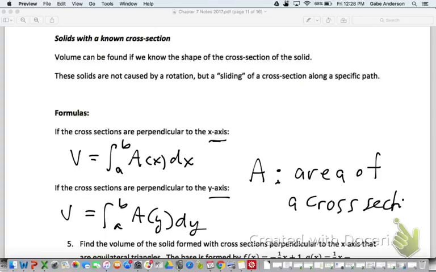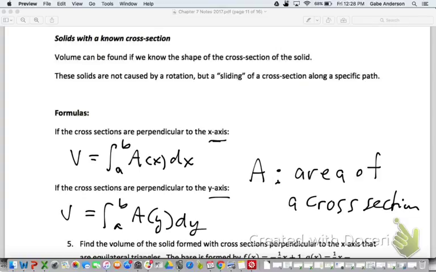So I'll give you some examples. If your cross sections are squares, what is the area of a square? Base times height. No, be more specific. That's a rectangle. Base times base, also known as base squared, or side squared, depending on how you want to look at it. So if your cross sections were squares, you'd go with side squared. What if your cross sections were rectangles? Base times height, length times width, however you want to term it.